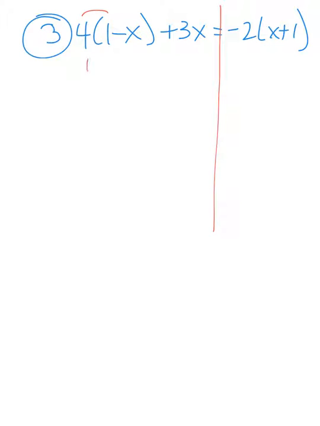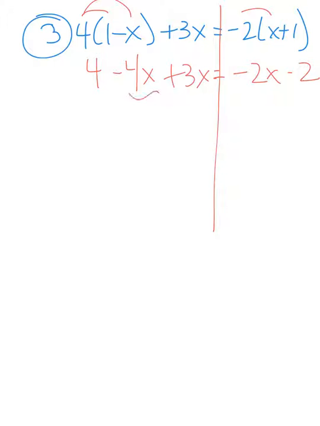So 4 times 1 gives me 4. 4 times negative x gives me negative 4x. Be careful of your sign there. Plus 3x is equal to negative 2x. Again, I'm distributing, minus 2. So I still have variables on both sides.